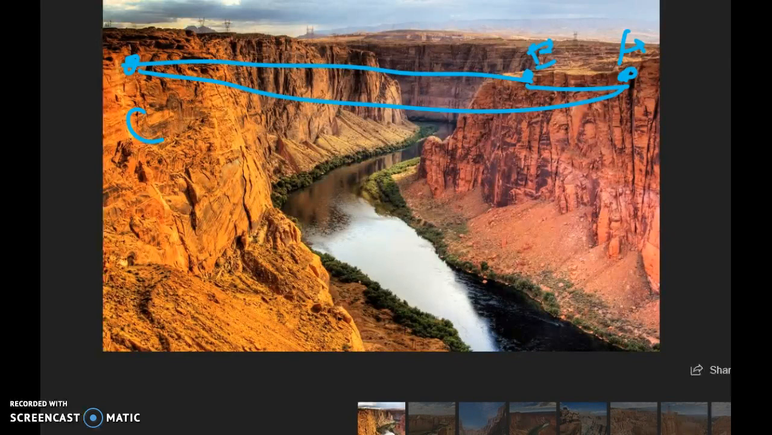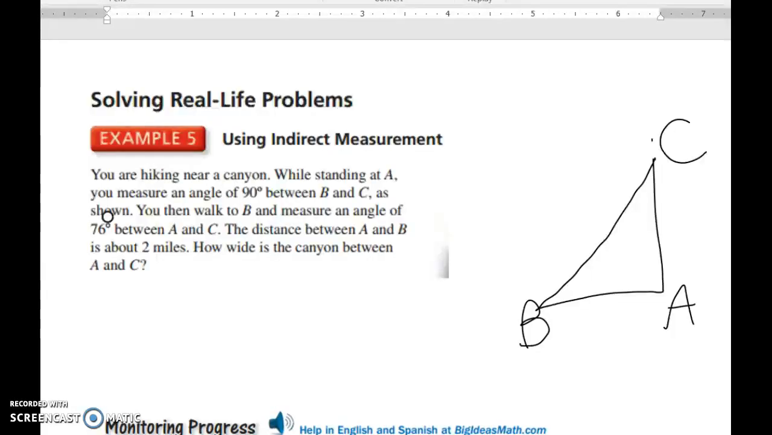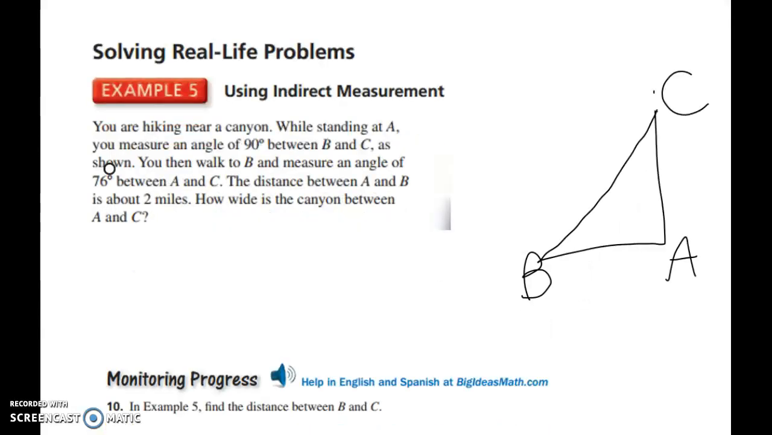So let's look at example 5 in our notes. If we're hiking on a canyon, we can start at point A, and then we have point B that we could walk to. And across the canyon, you have point C. Now, the angle at B between B and C measures 90 degrees, so you can look straight across to C. The angle at B between A and C is 76 degrees. When you walk from point A to point B, that distance is 2 miles.